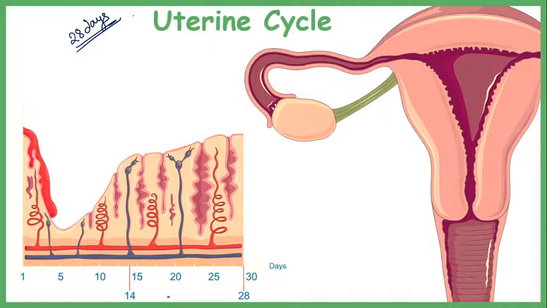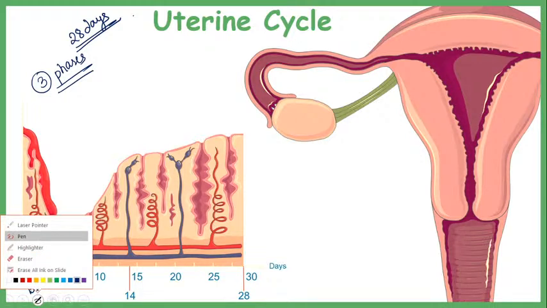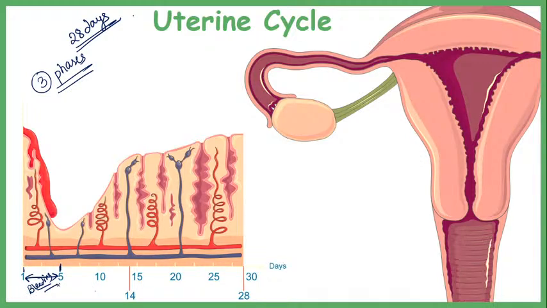Now the menstrual cycle has 3 phases. Now what happens? From the 1st to 5th day, in this phase, there's bleeding. This part of the menstrual cycle. Can you see the wall is bleeding? What happened?